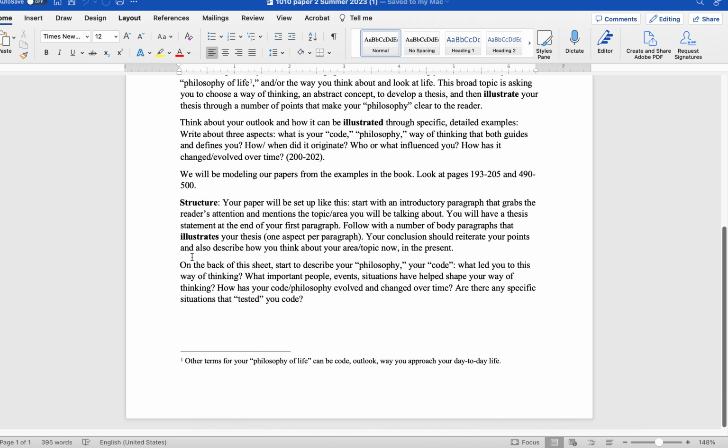On the back of the sheet, start to describe your philosophy code. What led you to this way of thinking? What important people, events, situations have helped shape your way of thinking? How has your code philosophy evolved and changed over time? Are there any specific situations that tested your code?